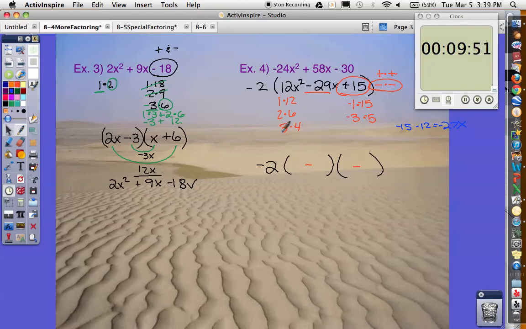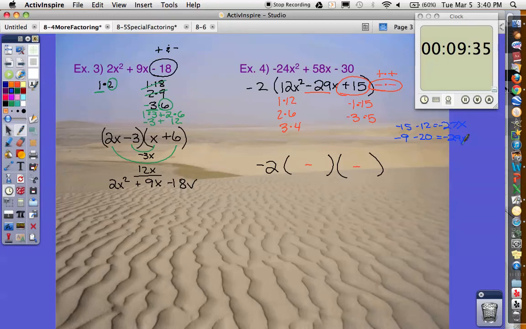Flip-flop it now. We did the 3 times negative 5. Do the 3 times negative 3. 3 times negative 3 would give me negative 9. 4 times negative 5 would give me negative 20. Does that give me negative 29? Ah, there it is. So we didn't have to try all of them. We kind of got lucky.